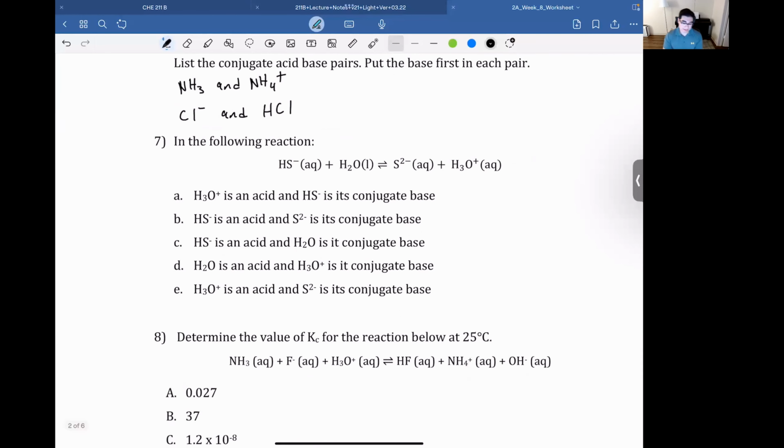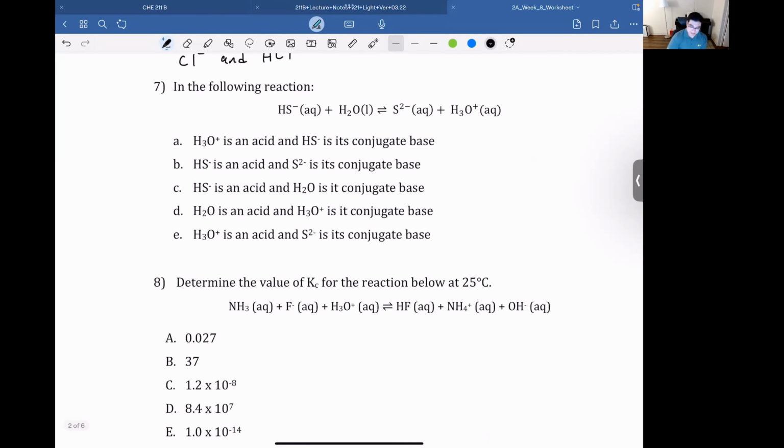Number 7 is in the following reaction, we have HS minus plus H2O liquid. Gives us these 2 things again. All you have to do is look at a molecule and see whether or not it's gaining or losing an H. In this case, HS is losing an H. The sulfur is losing the H. So this is the acid, this is its conjugate base, and this is the base, and this is the conjugate acid. So B is correct. And that's the only one that's correct.